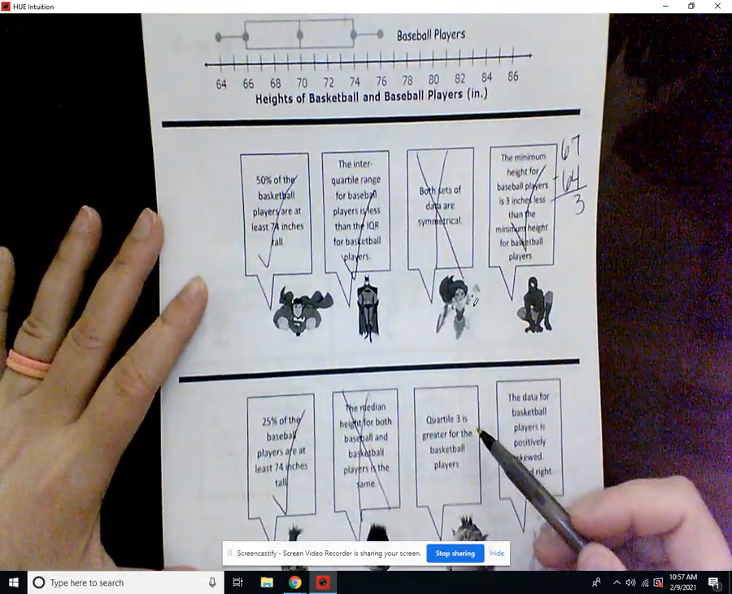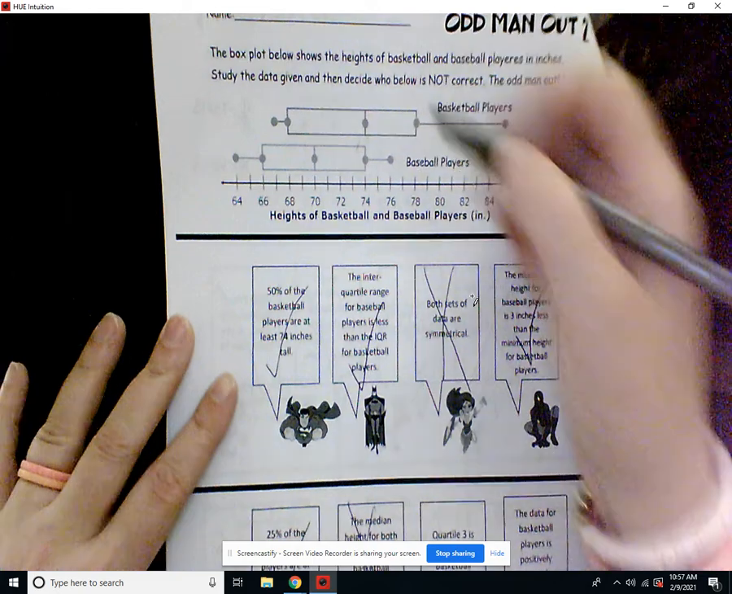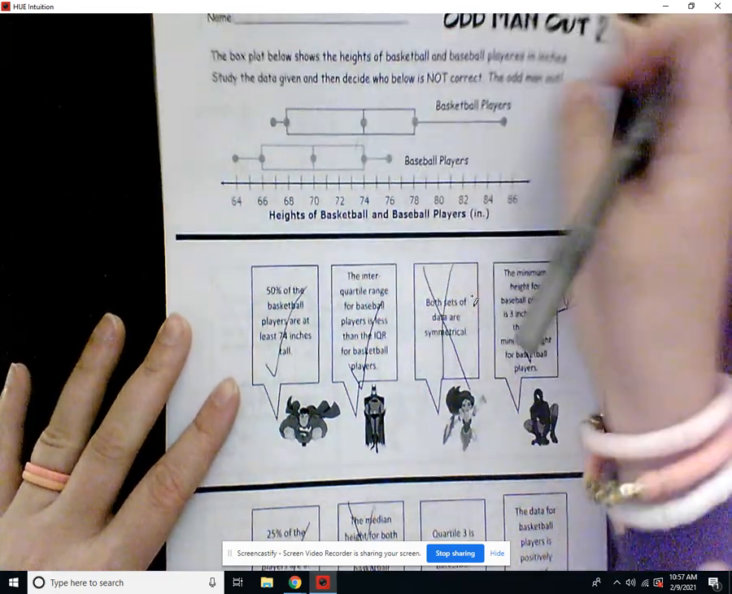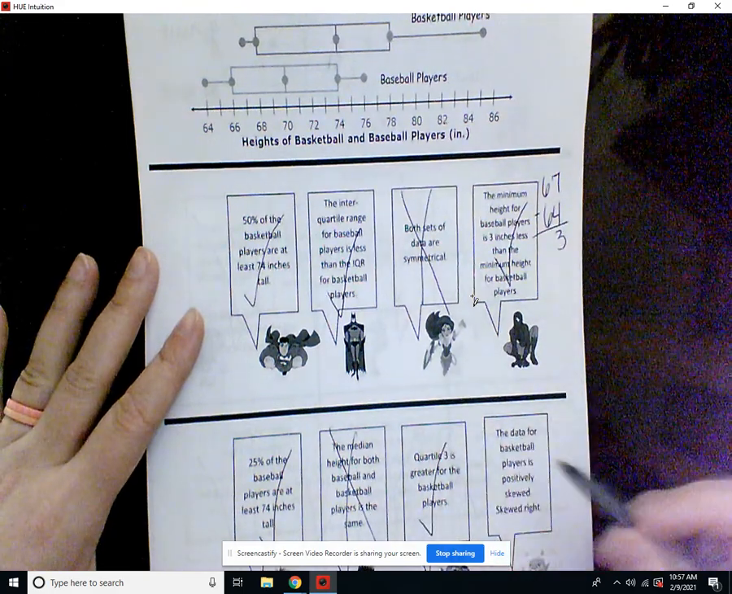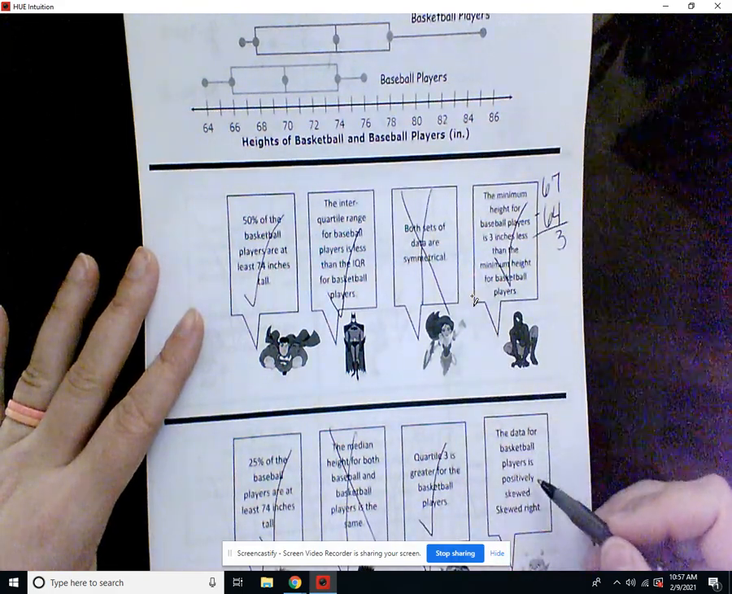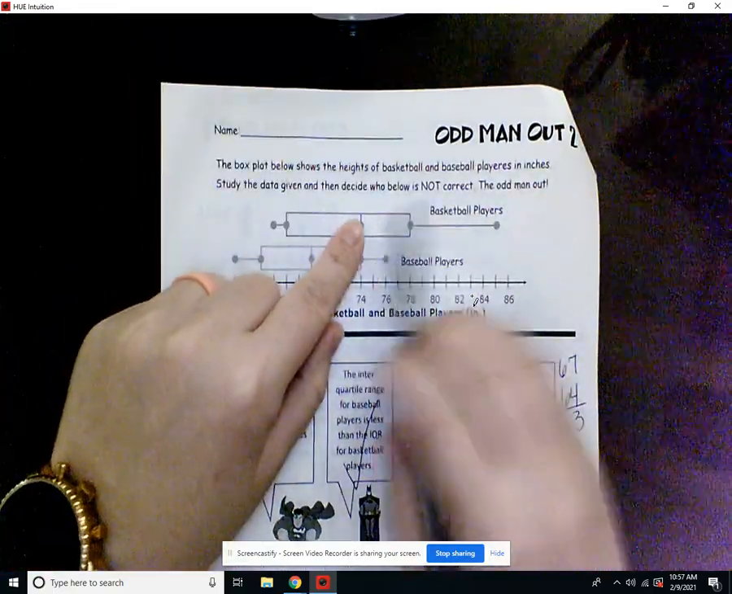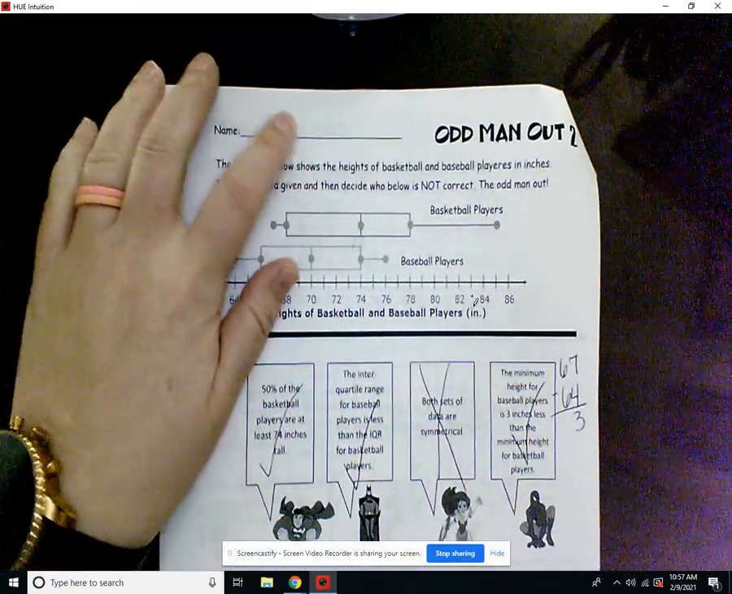Quartile 3 is greater for basketball players. That is true. There's your quartile 3, which is 78. Baseball is 74. And then the data for basketball is positively skewed right. So basketball, again, remember it's longer on the right side, and that is true.